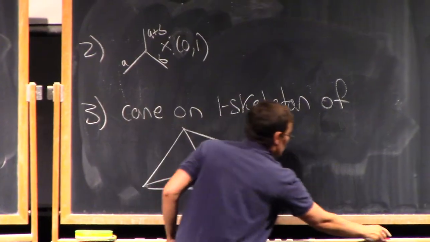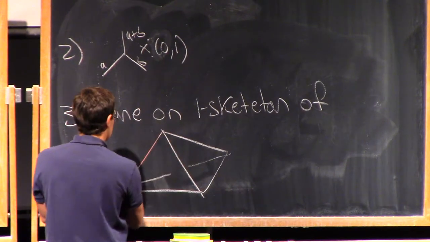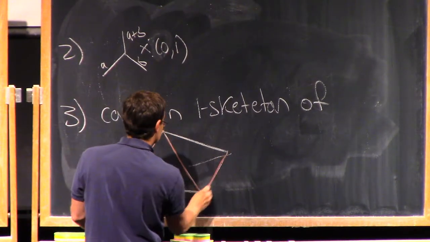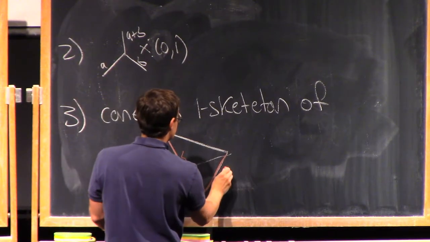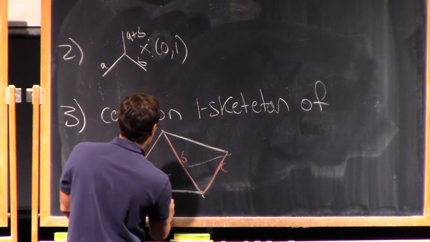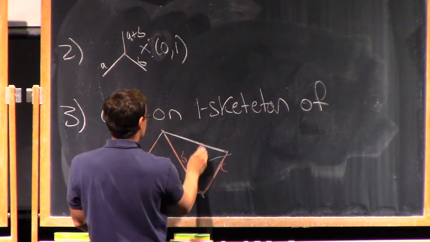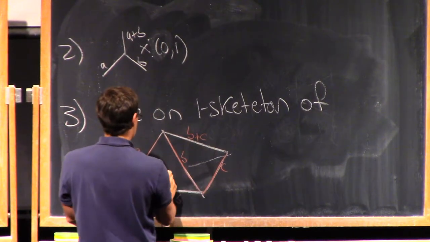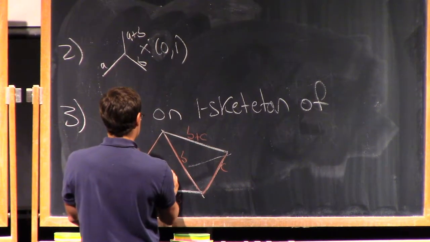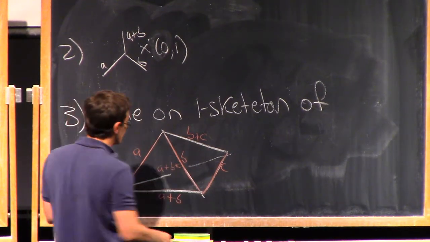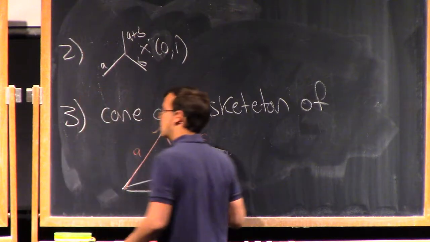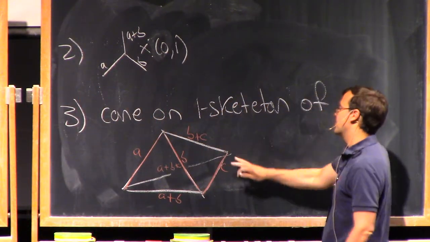Okay, and on the tetrahedron, I have to label some of these edges. Here I have, say, A, B, C. This is A plus B, I think. This is maybe B plus C, and this is A plus B plus C. Those are the weights on the cones of those edges, assuming I've gotten this right.